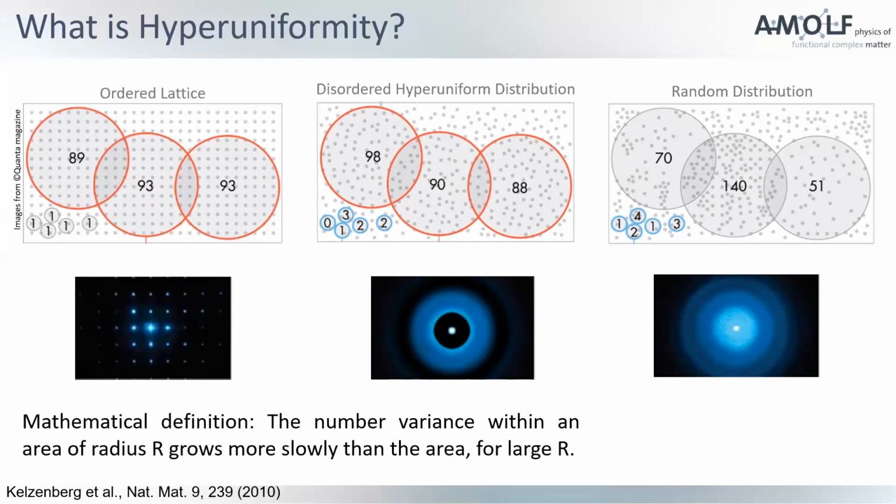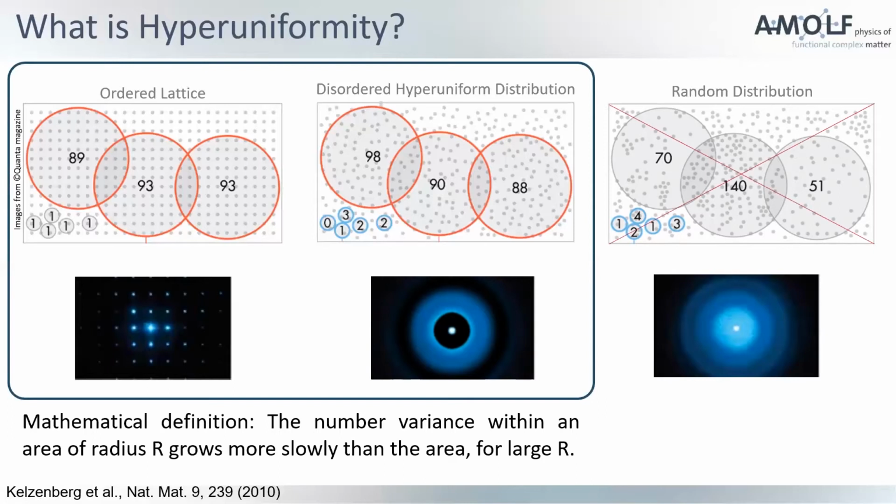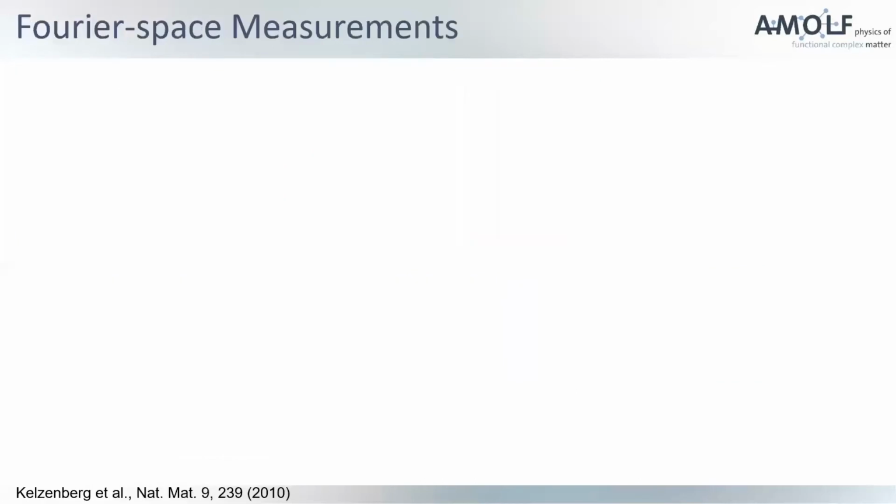So the mathematical definition of hyperuniformity is that for large areas, the number variance within an area of radius r grows more slowly than the area. And this is how these two, the ordered lattice and the disordered hyperuniform, fall into this definition, but definitely not the random distribution. So now that we know what hyperuniformity is, let's go back to the structure that we made.